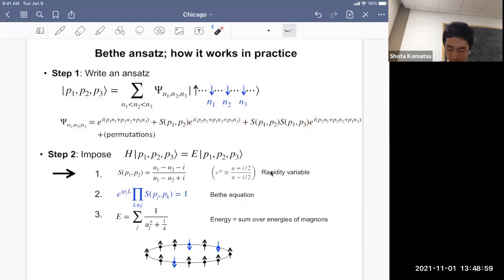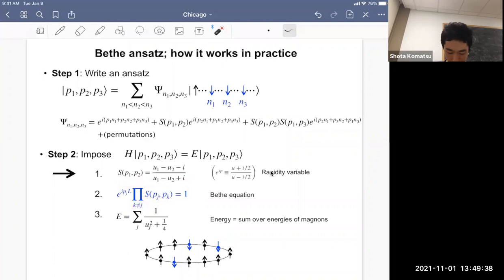And in step two, we just impose that this is an eigenstate of the Hamiltonian that I just wrote in the previous slide. Remarkably, if you just impose this condition, you can immediately determine this factor, which was just an unfixed parameter in this ansatz, to be of this form, where these u_i's are related to the momenta of the particles in this way, and are often called rapidity variables. And in addition, you discover that the momenta of the particles cannot be arbitrary, and need to satisfy an equation like this.